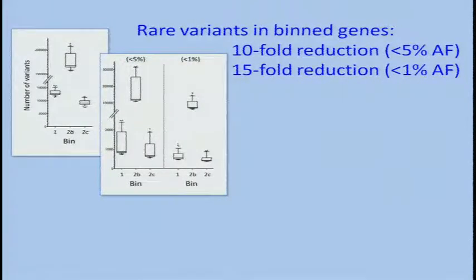If we reduce by allele frequency, if we just say anything that's less than 5% or less than 1%, what does that do to our numbers? Less than 5% reduces the numbers tenfold. Less than 1% reduces it about 15-fold. Still, we've got a lot of variants that we really don't want to be looking at.